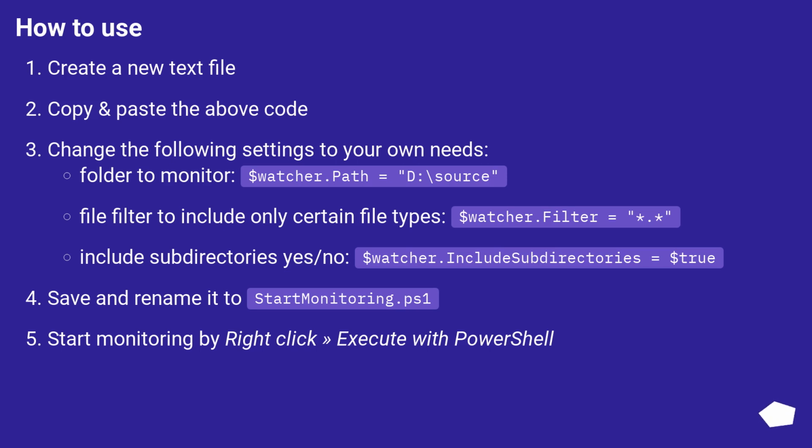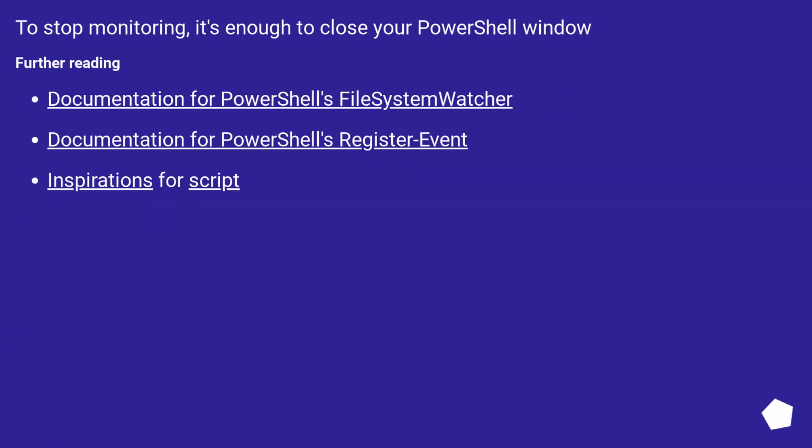Save and rename it to Start monitoring.ps1. Start monitoring by right-click, Execute with PowerShell. To stop monitoring, it's enough to close your PowerShell window. Further reading: documentation for PowerShell's FileSystemWatcher, documentation for PowerShell's Register-ObjectEvent, and inspirations for the script.